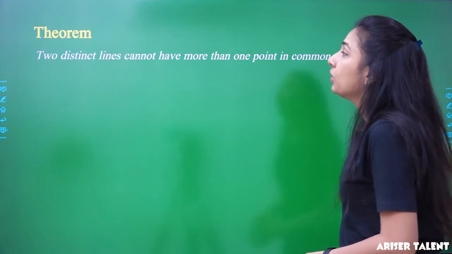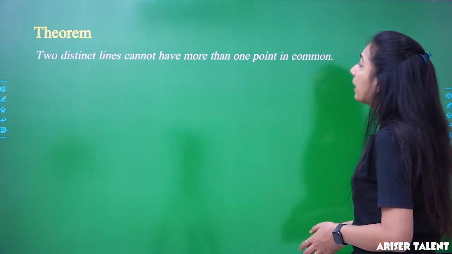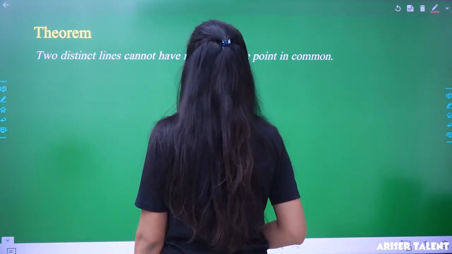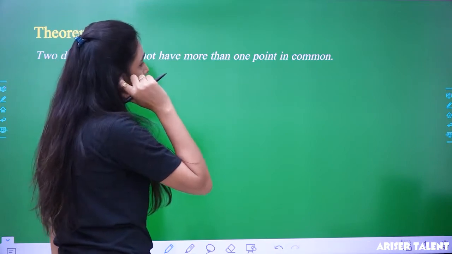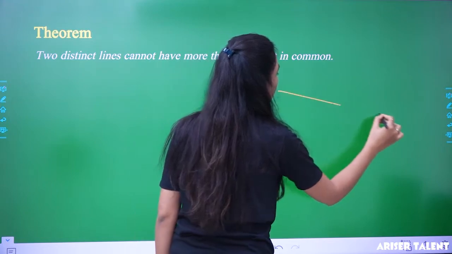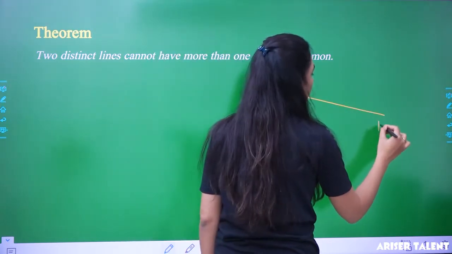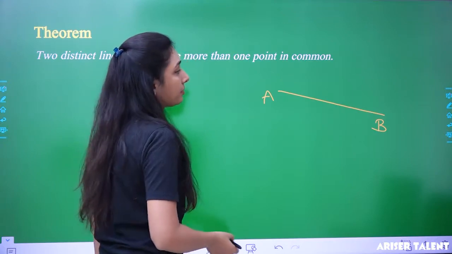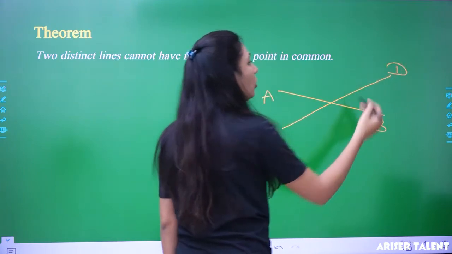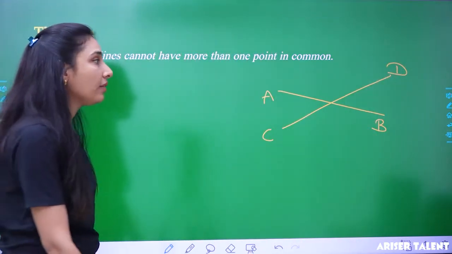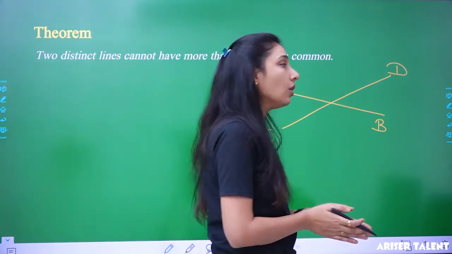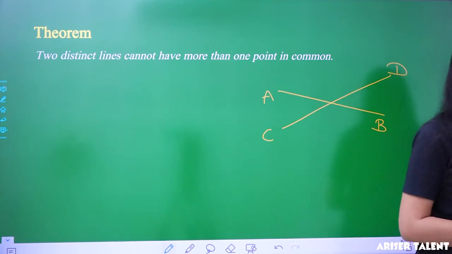Now, theorem: two distinct lines cannot have more than one point in common. If you are having two distinct lines, this one is AB, and let's suppose this one is CD. So how many common points will they have? Only one, this.